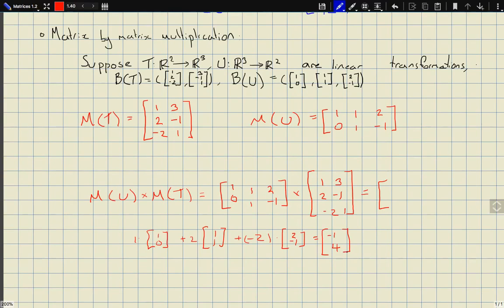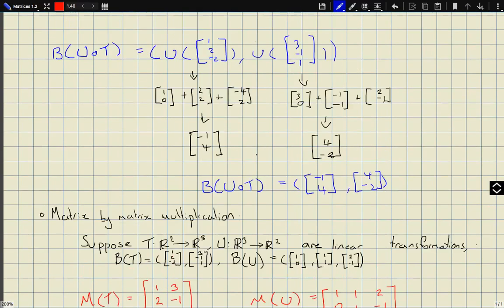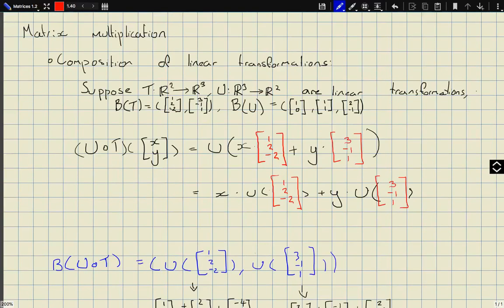Okay, cool. So we can see that our left-hand side is going to be -1, 4, because that is what you get when you take this here, which is going to be our first basis vector of t, and you transform under u, just like we did up here, which is the first basis vector of t transformed under u.